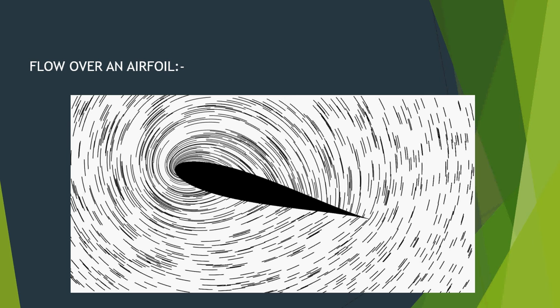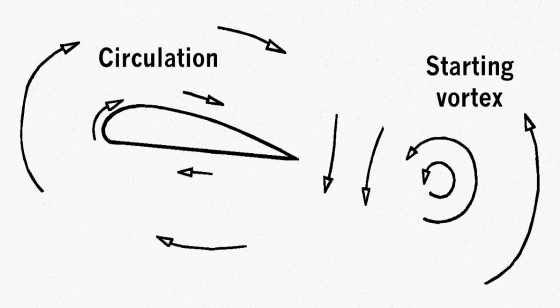Here we show the flow over an airfoil, how the air flows over an airfoil. Here we can also see some circulation over the airfoil. This is also the flow shown over an airfoil. That red line shows us the circulation, the main area of circulation of an airfoil.